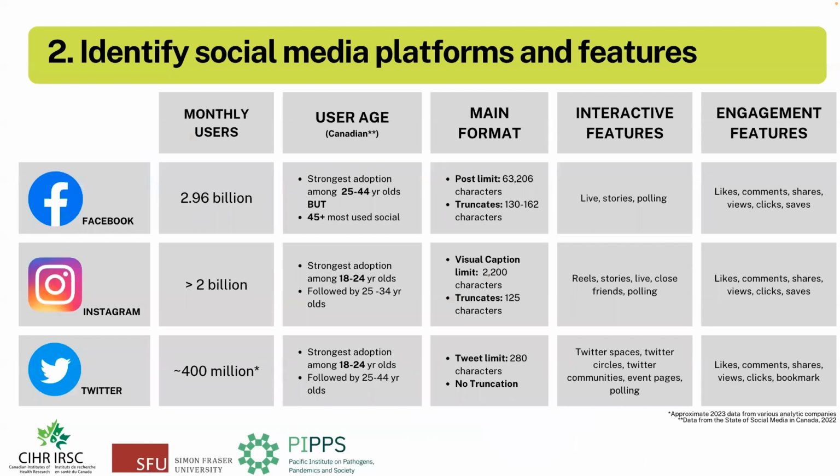Okay, globally, Facebook has the most monthly users, and in Canada, it is strongly adopted among a wide range of 25 to 44-year-olds. It is also the platform where you'll find the most adults above 45. It also appears to be the most diverse in terms of income and education level. Instagram in Canada is popular among a younger age group, so 18 to 24 years old. Twitter is as well, but it does have more older adults using the platform compared to Instagram.